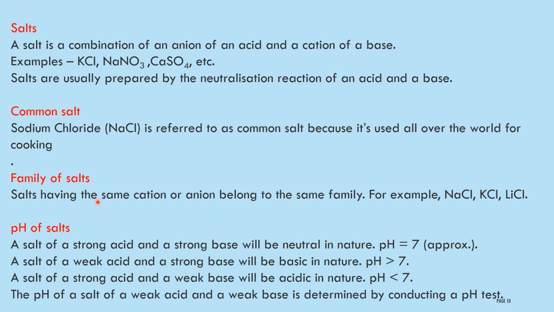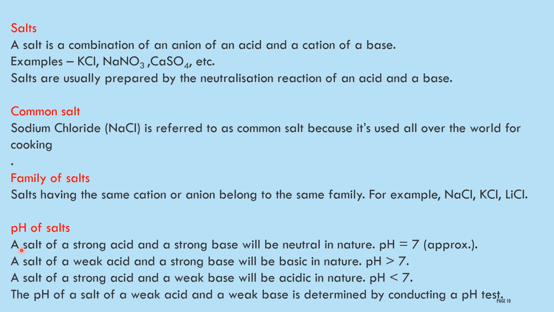Then what is meant by a family of salts? Salts having the same cation or anion belong to the same family. If you have a group of salts and either the anion or the cation is the same for all of them, it is considered a family of salts. Let us consider an example: sodium chloride, potassium chloride, lithium chloride. Here the anion in this group is the same, chloride, chloride, chloride. This group we call a family of salts.